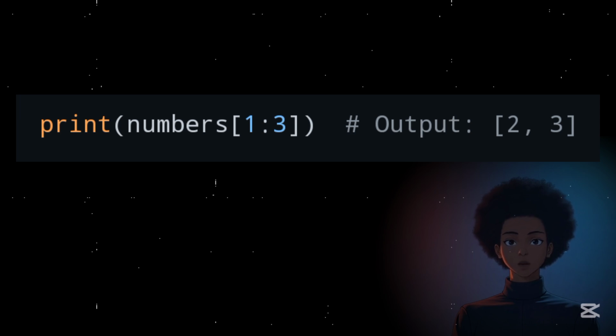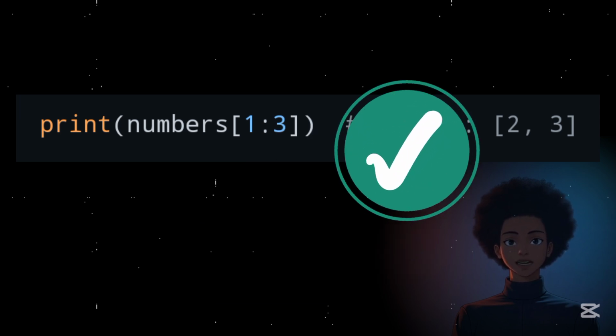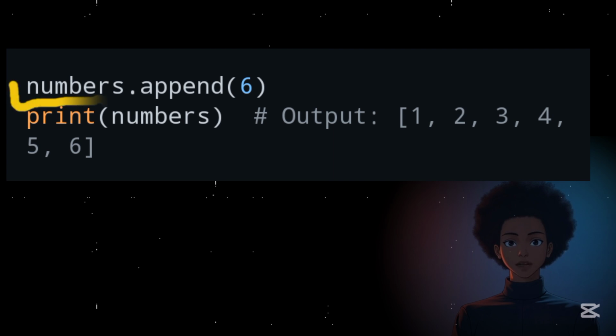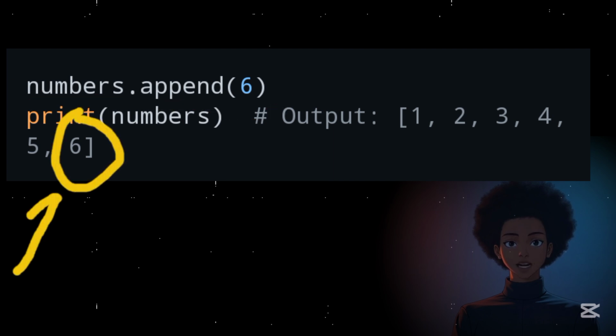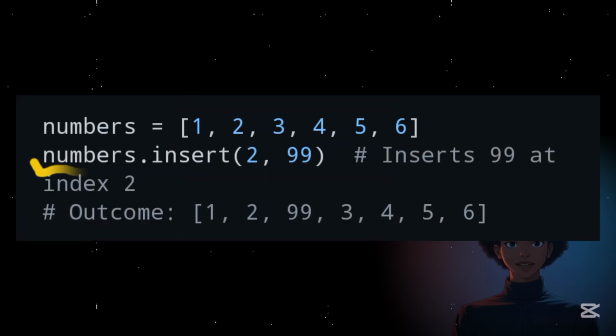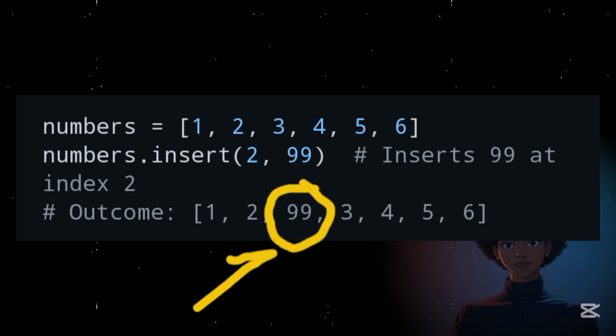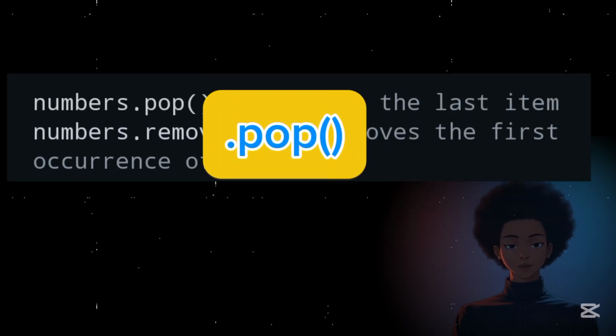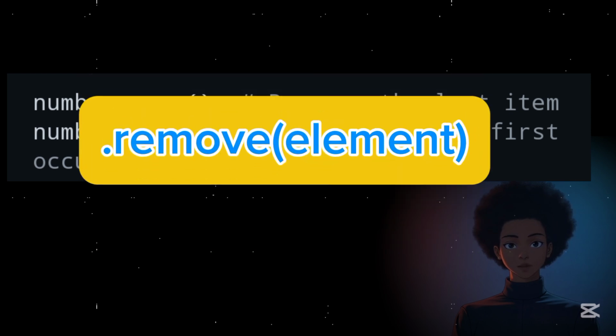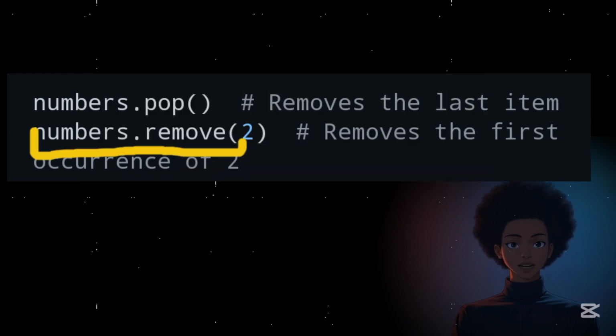Lists are mutable, which means you can change their contents. You can add elements using append. For example, numbers.append(6) will add 6 to the end of the list. You can insert elements at a specific index using insert. For example, numbers.insert(2, 99) will insert 99 at index 2. To remove items, you can use pop to remove the last item or remove to delete a specific element. For example, numbers.remove(3) will remove the first occurrence of the number 3 in the list. Lists are incredibly versatile and are used in almost every Python program for handling ordered data collections.